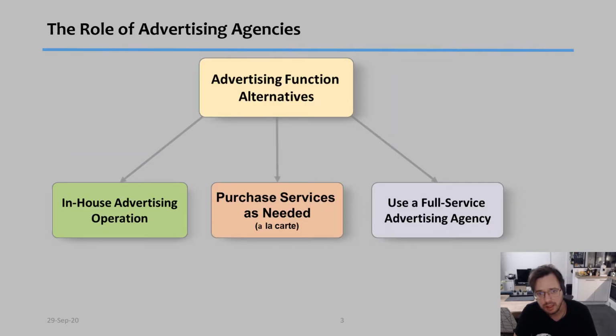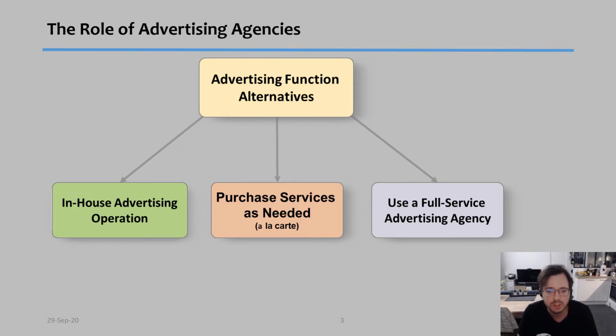So, the advertisement function can be created in 3 different ways. You might decide to create all your advertisement in-house as an in-house operation. In other words, that you create everything by your own in your company. You might decide on the other extreme to outsource completely the advertisement efforts and have a full-service advertisement agency take care of it. In other words, they do everything for you when it comes to advertisement.